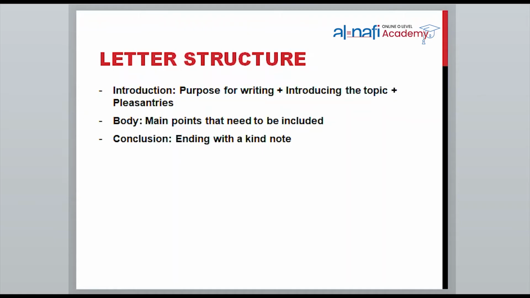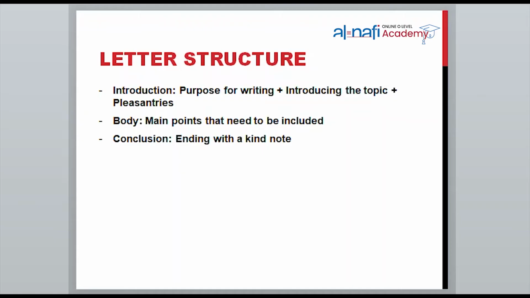In a formal letter, if you're writing to a company or you're writing to, let's say, a boss or a teacher, you don't really ask how are you doing, or say something like that.